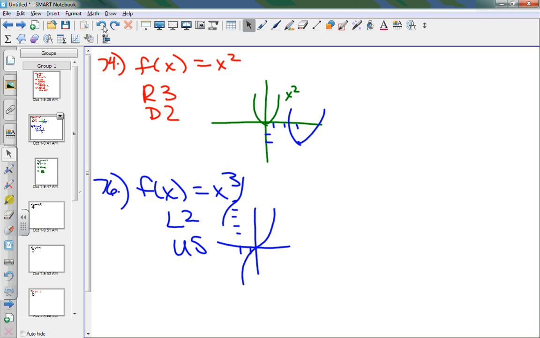Okay, 82. Who wants it? Morgan? I'm not doing 81. I'm doing even. 82. Morgan. X squared parent function. What happened to it? Compressed by 1/2. Up 6 and right 3. Excellent job. 84. Who wants 84? What do you got? Good. Stretch 3, down 5. Excellent job.